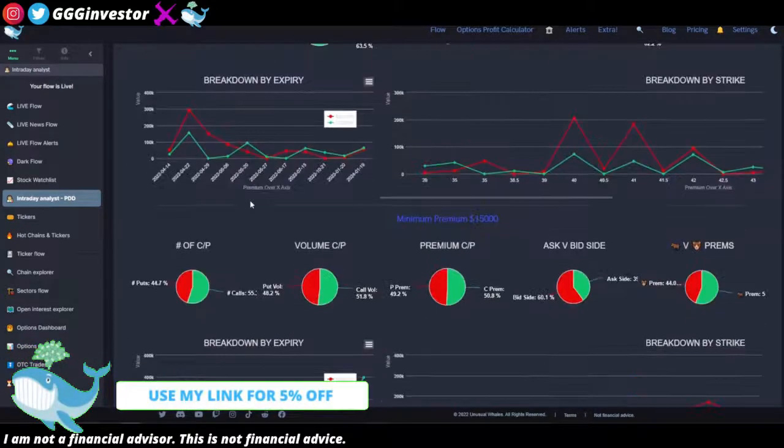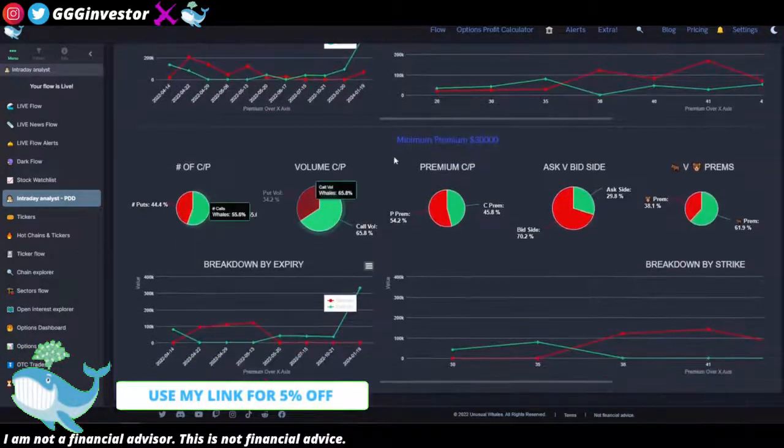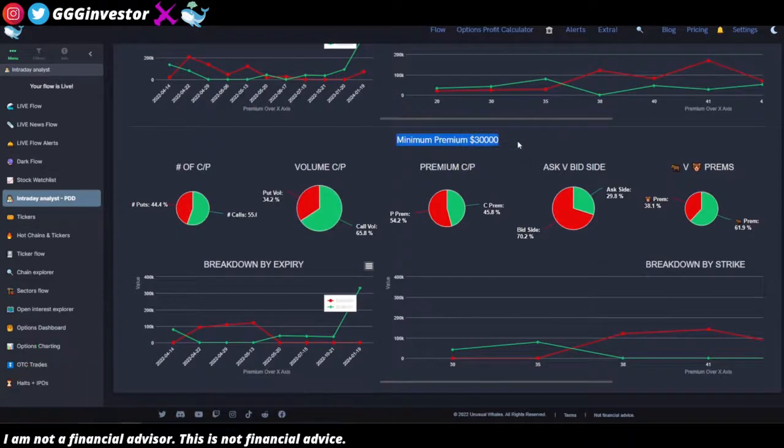I like to scroll all the way down to the bottom and actually take a look at the bigger orders. So this is going to be a minimum of $30,000 here. The first thing that you're going to note is the bullish versus bearish premiums here. And obviously it does look like it's bullish, but if you take a look at the breakdown by expiration, you can see that most of that bullishness won't be till 2024.